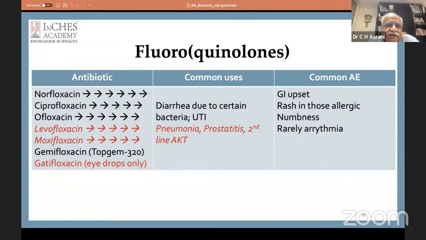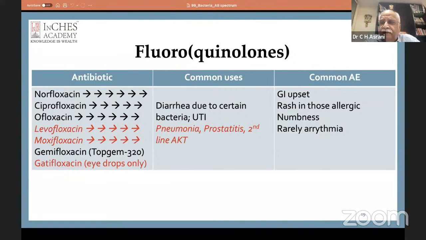We have norfloxacin, ciprofloxacin, ofloxacin, levofloxacin, moxifloxacin, gemifloxacin, and gatifloxacin, which is only eye drops. Again, doctors who are 60 plus or 55 plus will remember we had a Dombivli fever in a suburb of Bombay. It was a typhoid fever which was not responding to chloramphenicol. That was the time ciprofloxacin came in the market and it suppressed that endemic of Dombivli fever. A lot of people died in that.